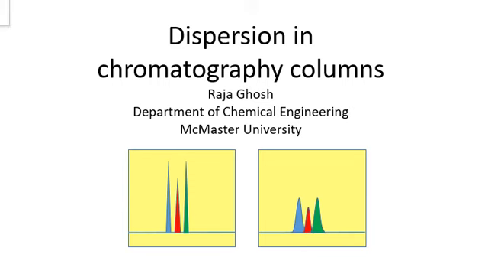Hi everyone, this is a short presentation on dispersion in columns. Ideally, we want sharp and well-resolved peaks as shown on the left. However, dispersion could result in broad and poorly resolved peaks as shown on the right. In plain language, dispersion is the broadening of solute bands as they travel through a column. Let's now have a closer look at dispersion in chromatography columns.